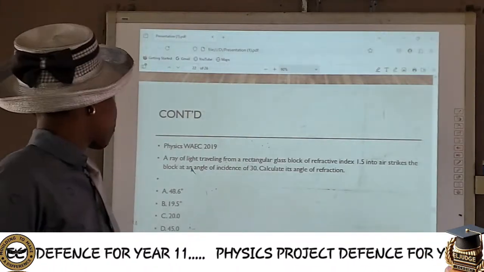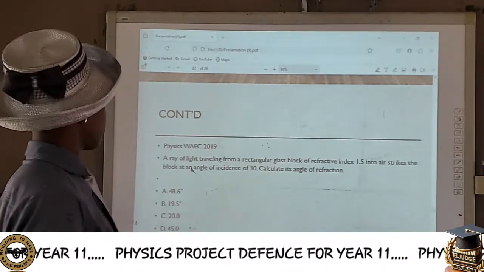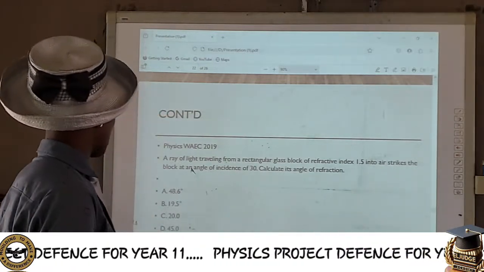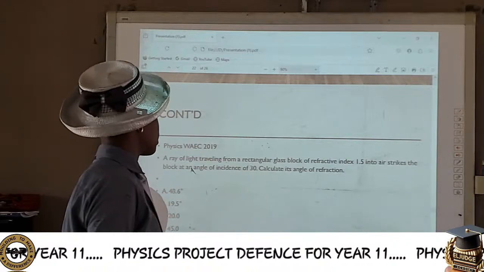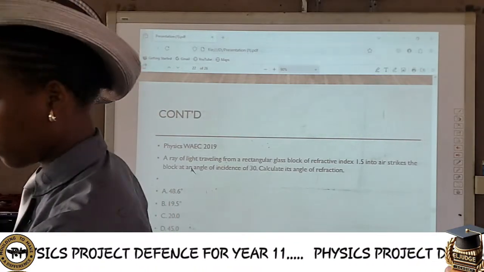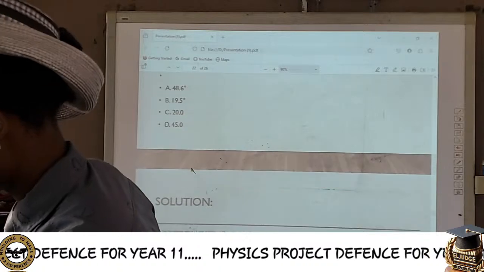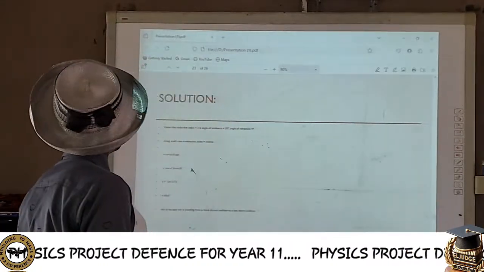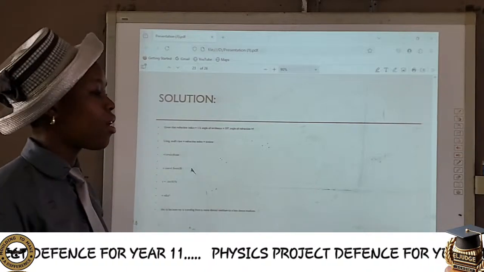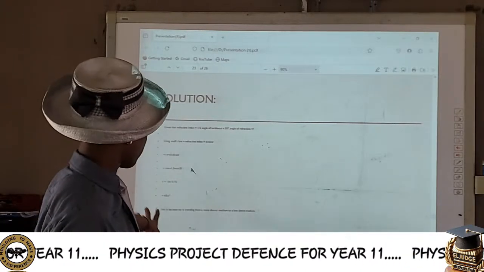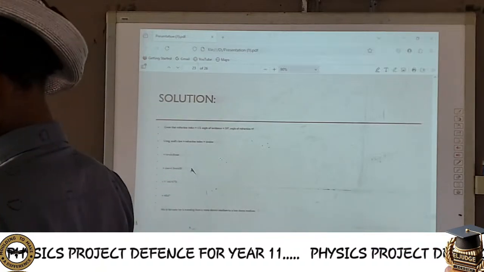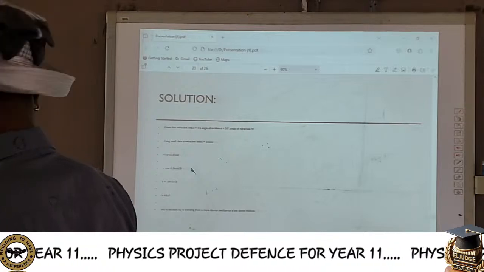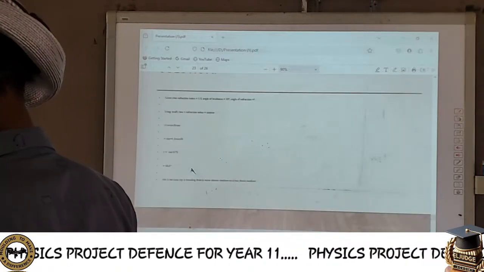Then we have physics WAEC from 2019. A ray of light traveling from air into a rectangular glass block of refractive index 1.5 strikes the block at an angle of incidence of 30. Calculate its angle of refraction. So, using the formula on refractive index, that's sine i over sine r, you can solve it to get the answer. You can see that we cannot see this. You have seen an error in your slide. Okay, move on. Let's leave that.